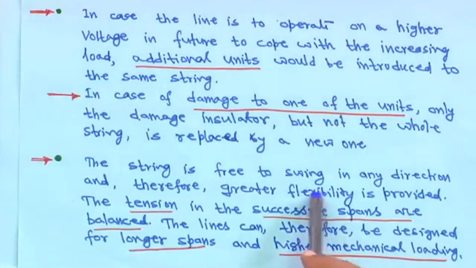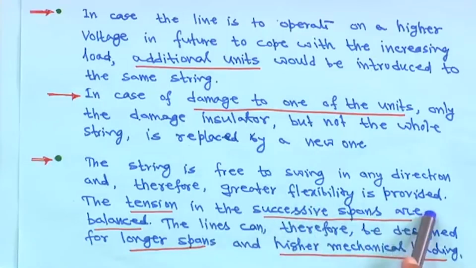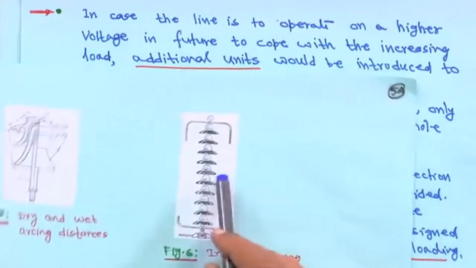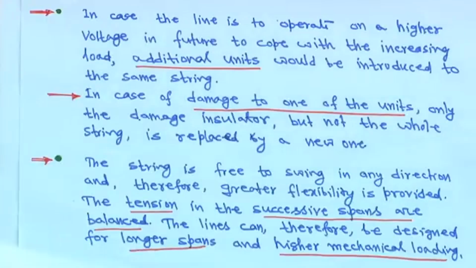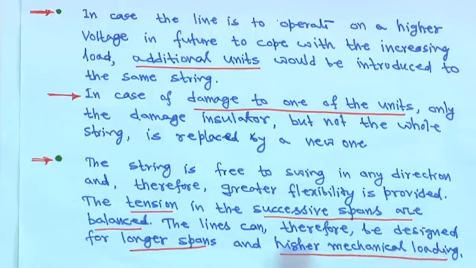Now, the string is free to swing in any direction, and therefore greater flexibility is provided. It can swing in any direction, particularly during strong wind or storm. The tensions in the successive spans are balanced. The lines can therefore be designed for longer spans and higher mechanical loading.